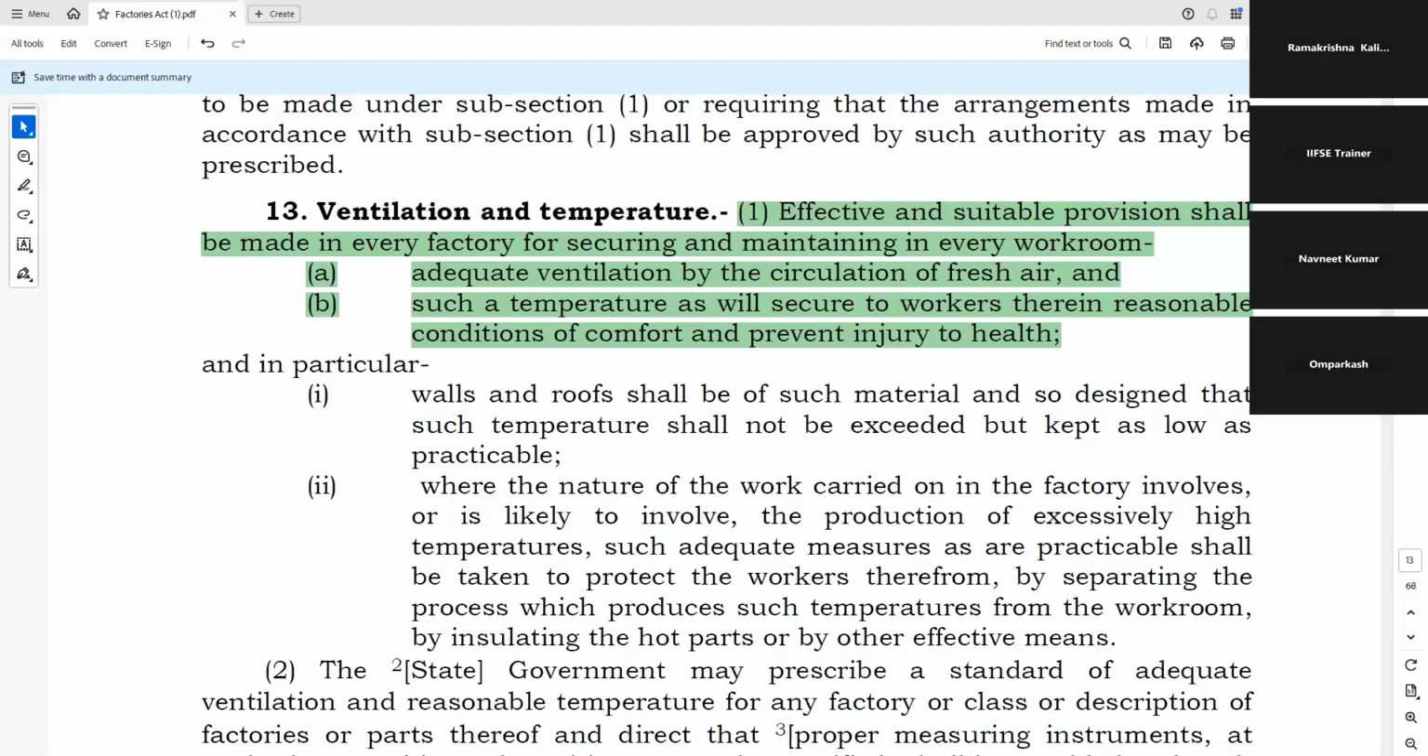Where the nature of the work carried out in a factory involves or is likely to involve the production of excessively high temperatures, adequate measures as prescribed shall be taken to protect the workers, by separating the process which produces such temperatures from the workroom, by insulating the hot parts, or by other effective means. So whenever an activity produces heat, those surfaces have to be insulated. You can see all the utility systems or utility pipelines are compulsorily insulated.